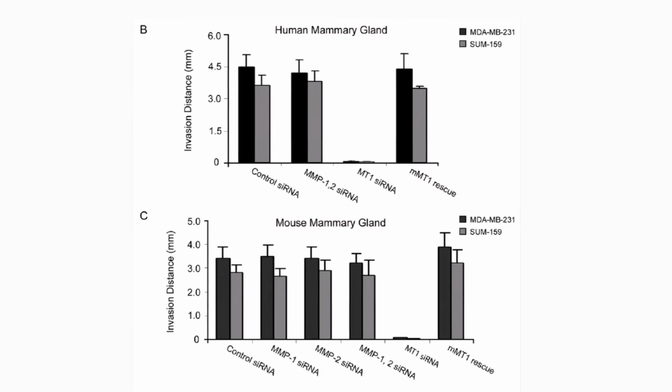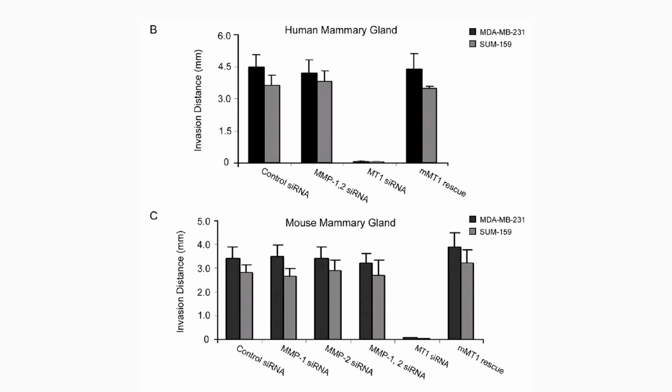And in terms of the bar graphs, B just shows the human mammary gland. It shows that if you knock down MMPs 1 and 2, the secretory MMPs, the metalloproteinases, then you'll see no effect. So you see normal cell migration. And if you knock down the MT1s, then of course you get no cell migration. And if you rescue it, then you reintroduce cell migration.